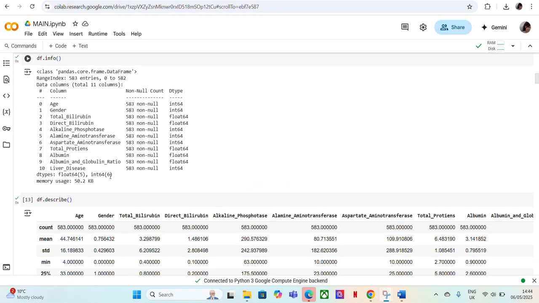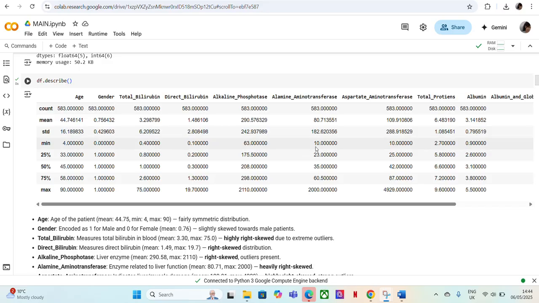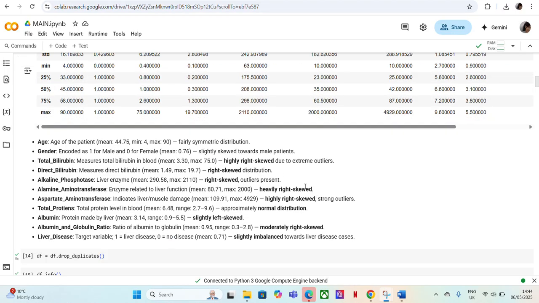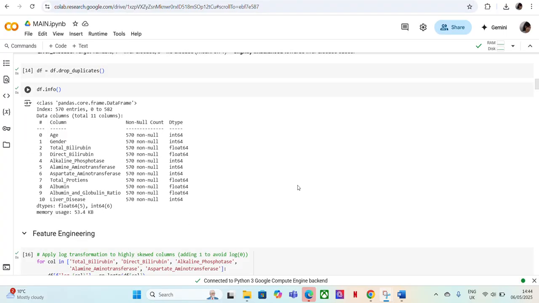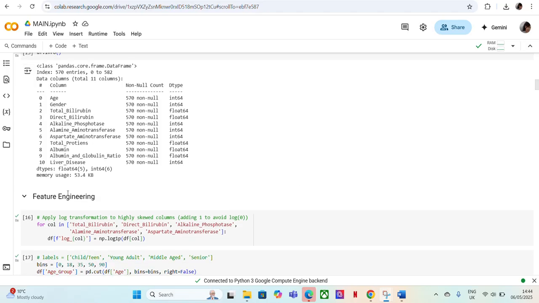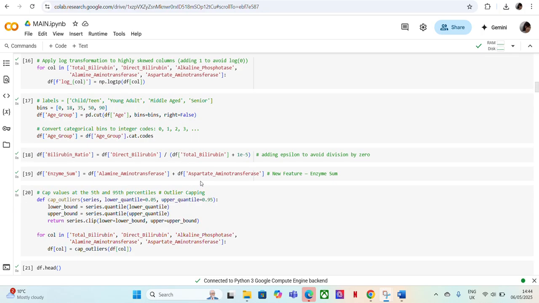So memory usage is 50.2 KB. Then these are the features that are described here, and then dropping the duplicate values, then taking the info again. From there we can see that the memory usage is around 53.4 KB.